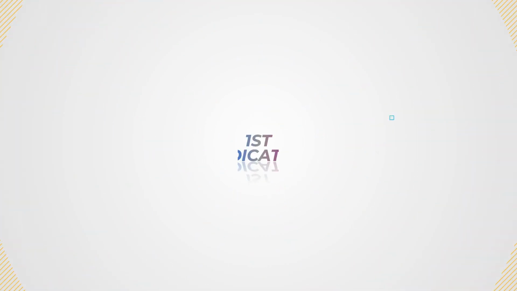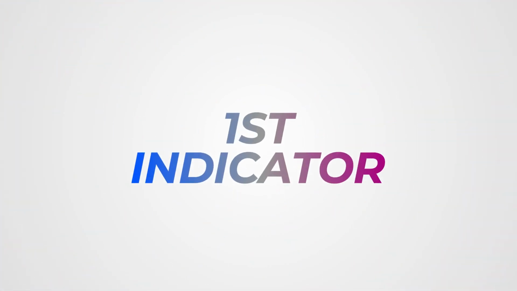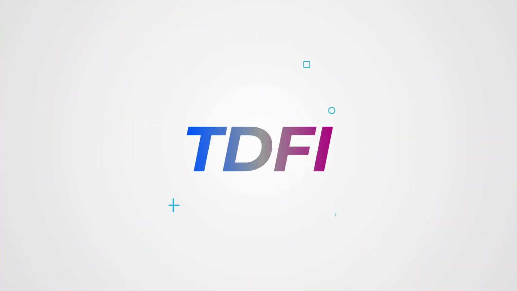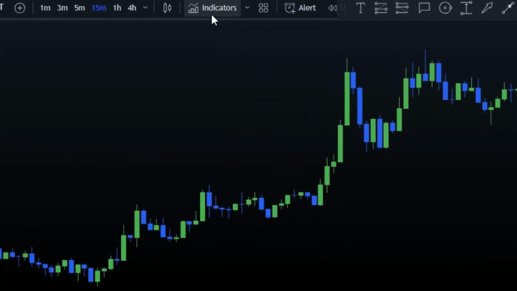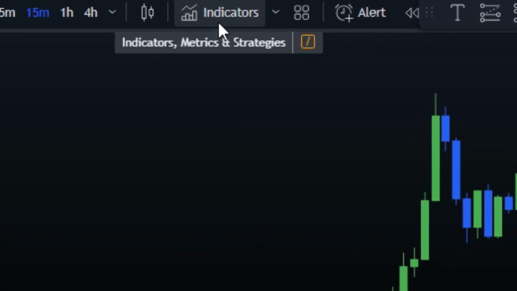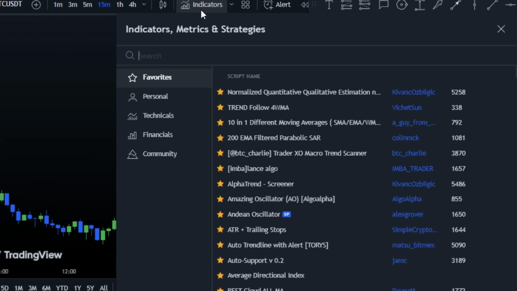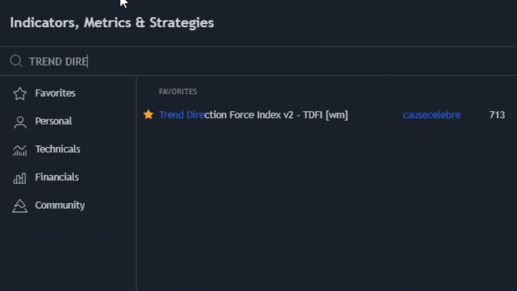The first indicator we'll be using is the Trend Direction Forex Index, or TDFI indicator, a powerful tool that assesses the strength and the direction of the market trends. To add this to your chart, search for Trend Direction Forex Index within the Indicators section on the TradingView platform. Select it from the results and click on it to add it to your chart.